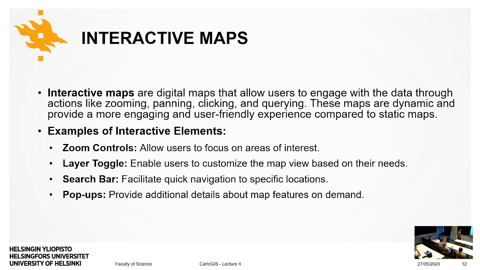So there are examples of interactive elements that you often see. Very often you have a zoom control on your maps. You can zoom in, zoom out, the areas of interest. You usually have a layer toggle. For example, in Google Maps, you can choose the satellite image or a number of options you can choose from. You often have a search bar that can facilitate quick navigation to specific locations, especially if you do not know exactly where they are.